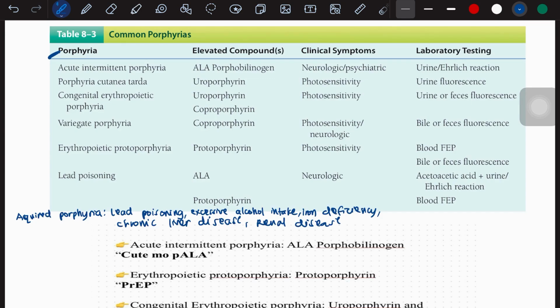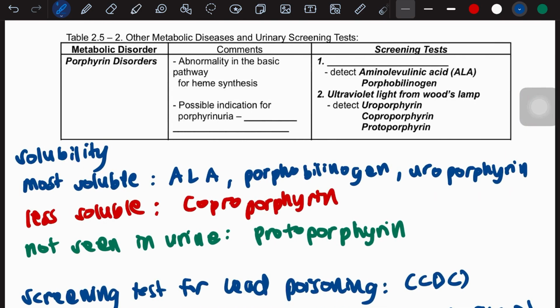So your inherited porphyrias are rarer, and they are caused by failure to inherit the gene that produces an enzyme needed in the metabolic pathway. In tabular form, we will go back to our common porphyrias later. In here, the possible indication for our porphyrinuria is a port wine colored urine.